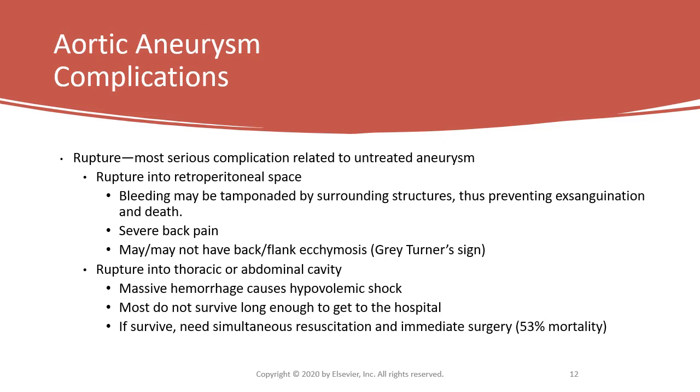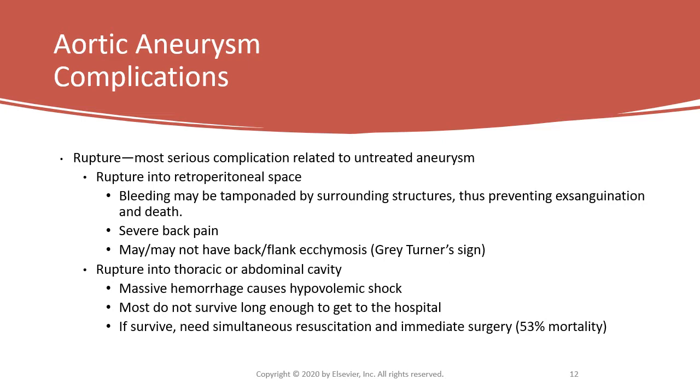Aneurysm rupture is the most serious complication. It is more likely to occur in people who smoke tobacco. If the rupture occurs in the retroperitoneal space, bleeding may be controlled by surrounding anatomical structures, preventing extravasation and death. In this case, the patient often has severe back pain. Back or flank ecchymosis, which is called Grey Turner's sign, may be present.